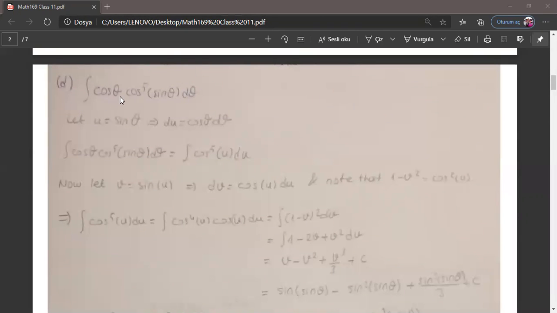So we're given this integral. First, we substitute u equals sin theta and differentiate it, getting cos theta d theta. Now what do we have? We have cos theta times cos to the 5 of sin theta d theta, right?